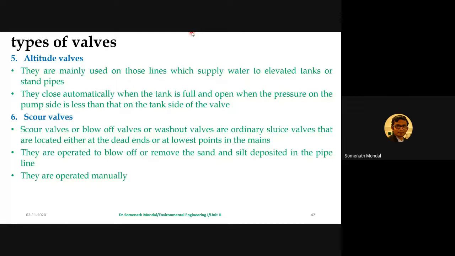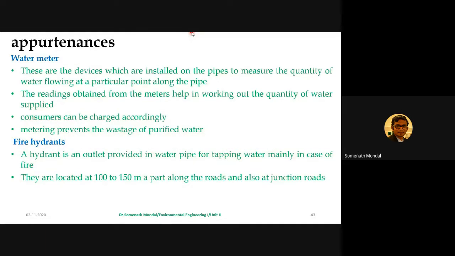So scour valves, or blow off valves, or washout valves, are ordinary sluice valves that are located either at the dead end or at the lowest points in the mains. Now they are operated to blow off or remove the sand or silt deposit in the pipelines, thereby reducing the chance of scouring. Fine. And this particular type of valve is operated manually. So this is not an automatic valve, which we discussed in the previous cases. Fine. Next, with this we have finished completing the different types of valves.